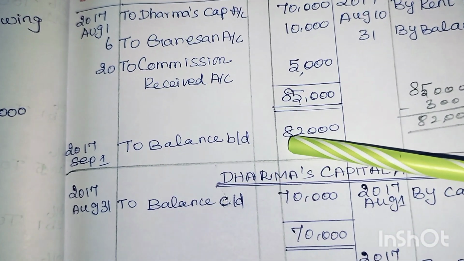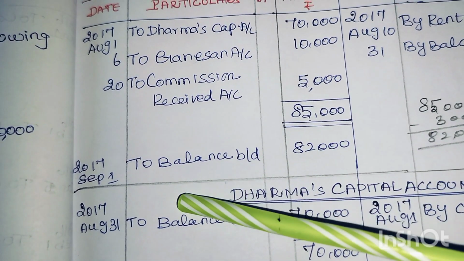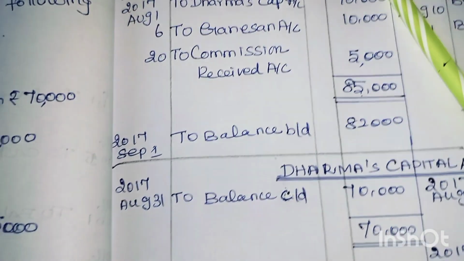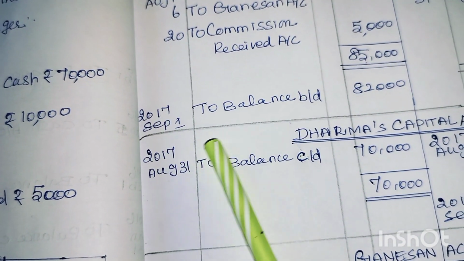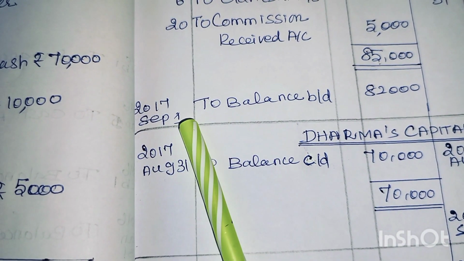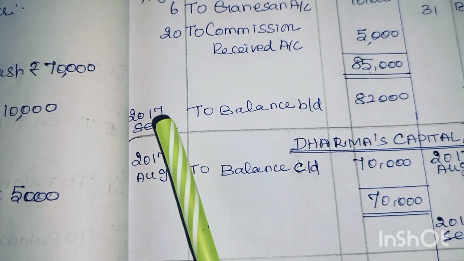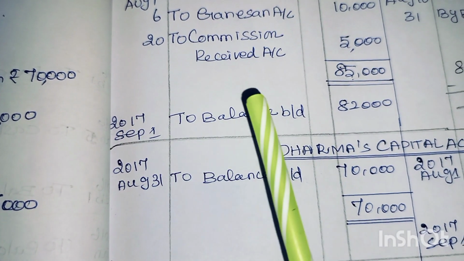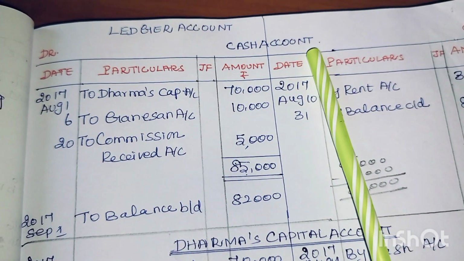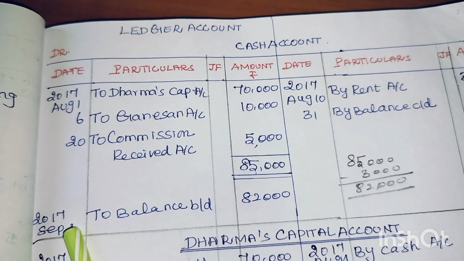Right below the total, we have to write the date, 2017 September 1, to balance brought down 82,000. Which means what? Which means this is the opening balance of the cash account for the next accounting period.